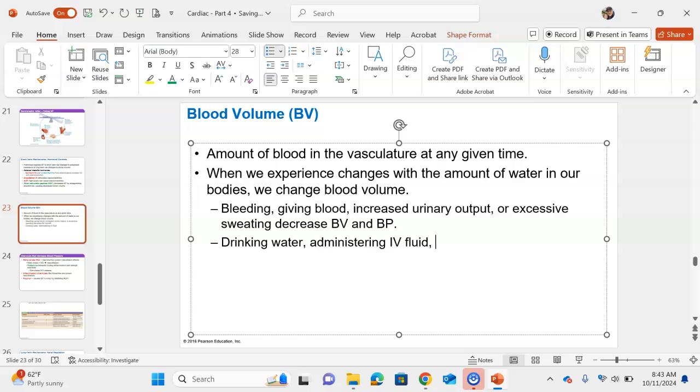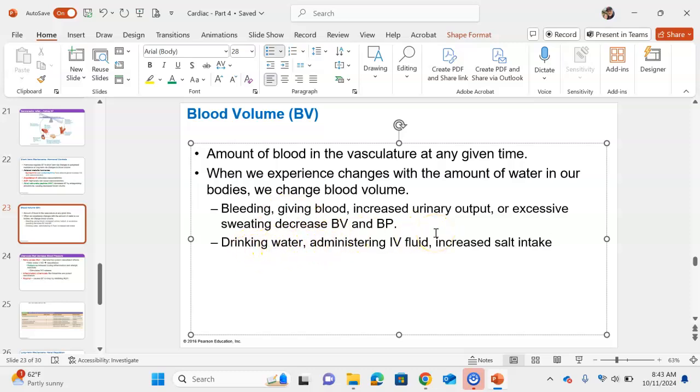Let's say increased salt intake, maybe from going to Panda Express and eating some Chinese food, or eating a bunch of French fries, or eating potato chips. Eating anything high in salt is going to cause your body to hold on to water. So if you increase your salt intake, you're going to increase your blood volume because your body holds on to water, and that's going to raise your blood pressure.